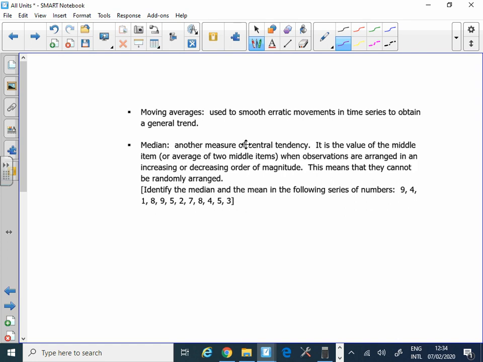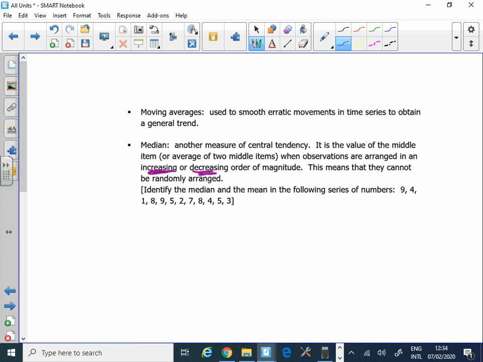If you have four numbers, it's difficult because you don't have an exact middle. You have two numbers at the center, so you add them together and divide by 2. Key thing, you always need to put them in ascending or descending order. You need to arrange them.